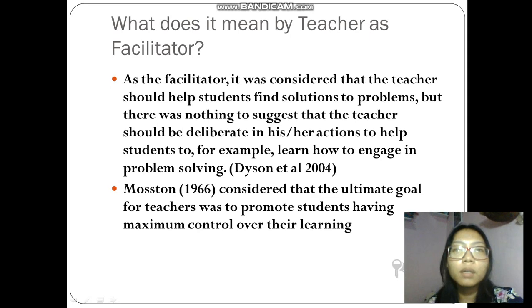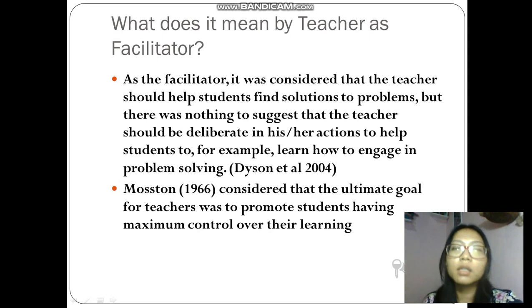The other major assumption why the teacher must be a facilitator is because the one who learns is only the learner. No one can learn for the learner. Only they can learn for themselves.